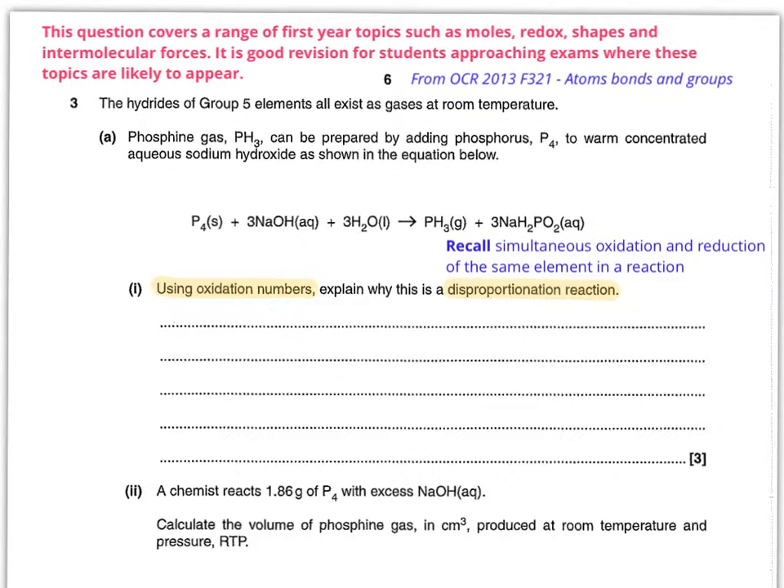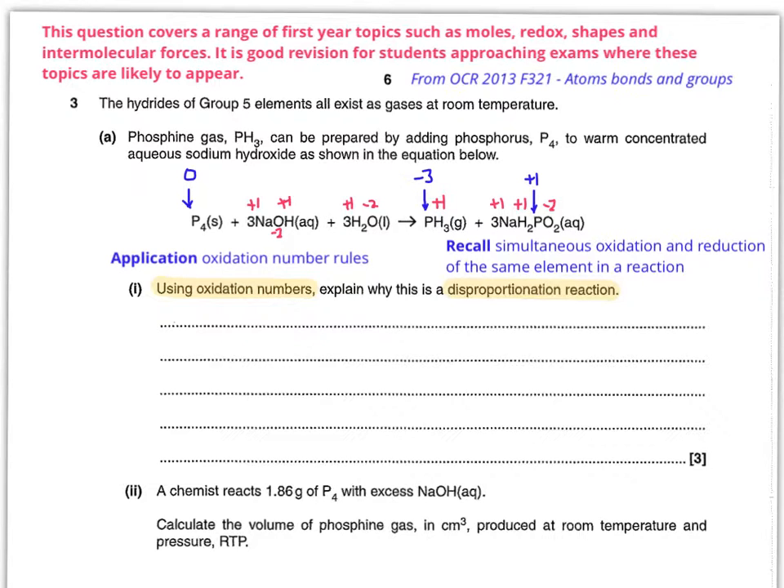Remembering what disproportionation is, we can start doing this by applying oxidation number rules. I'm starting out by putting the oxidation numbers over everything that I can apply them to. Sodium, oxygen, hydrogen, they're covered in the oxidation number rules. So I need to think about phosphorus now.